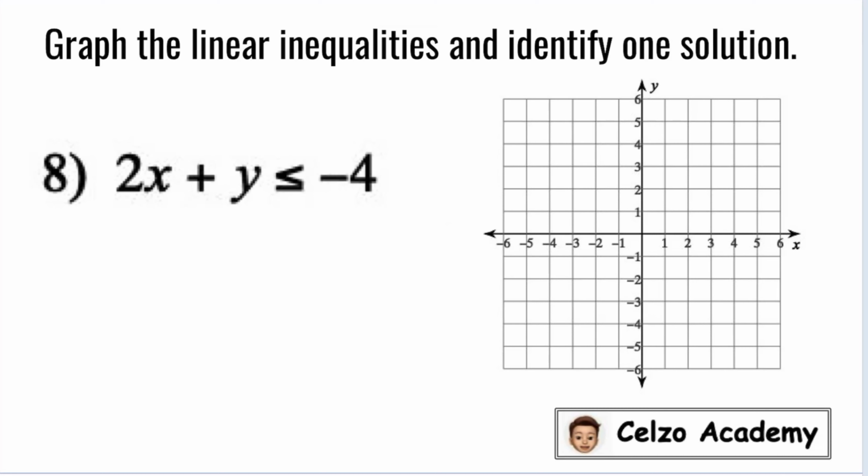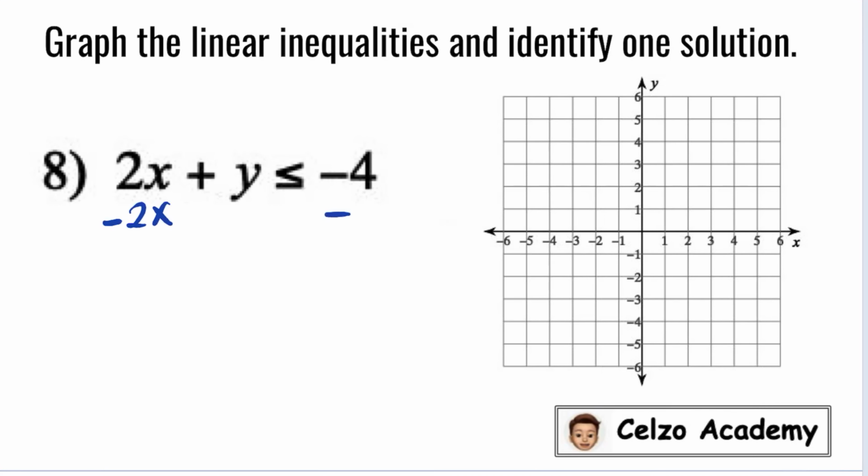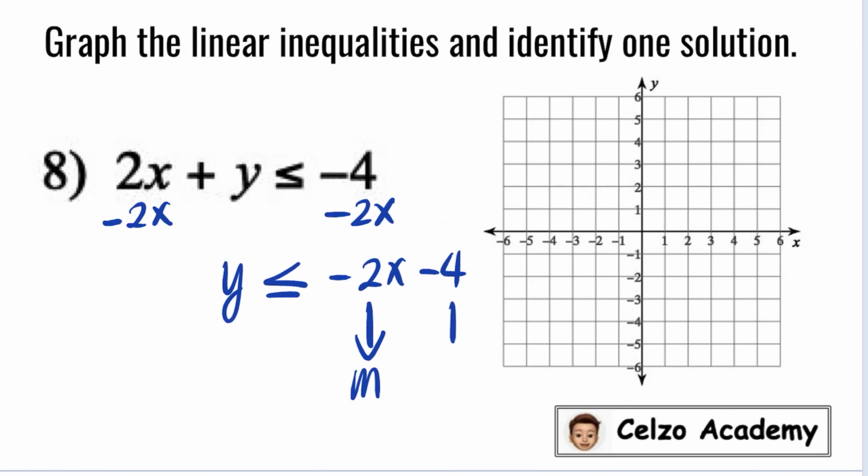Question number 8. 2x plus y is less than or equal to negative 4. The first thing that we need to do is rewrite this inequality in the slope-intercept form. We need to subtract 2x to both sides of the inequality. So now we have y is less than or equal to negative 2x minus 4. So the slope is negative 2 and the y-intercept is negative 4.